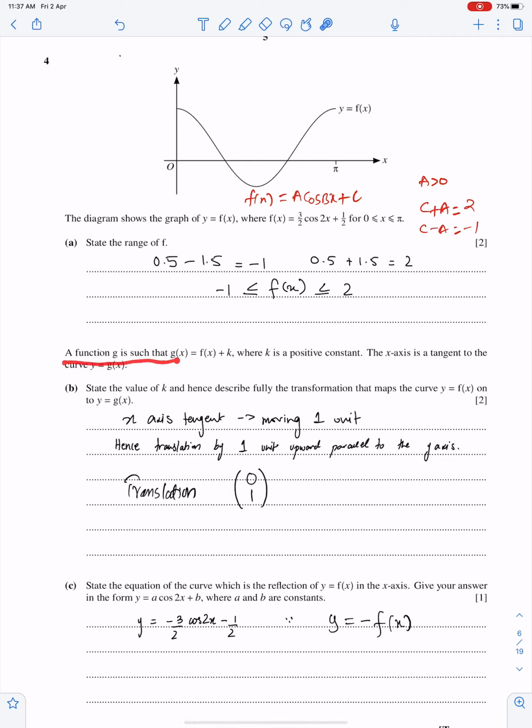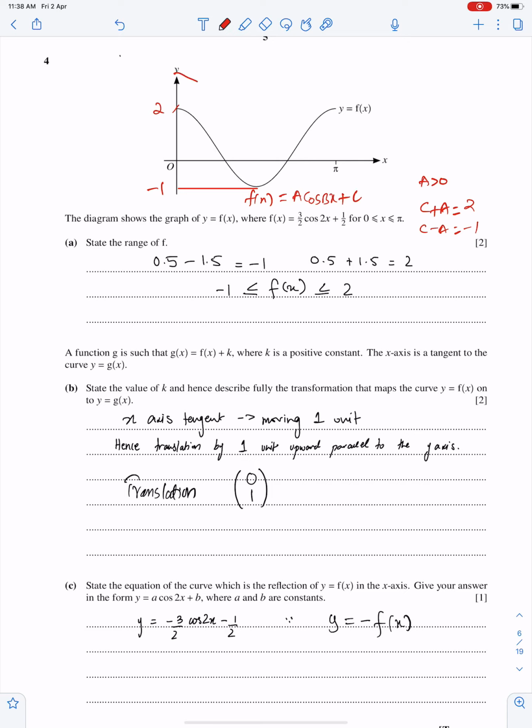A function g is such that g of x is f of x plus k, where k is a positive constant. The x-axis is a tangent to the curve. Well, this number is negative 1. Make sure that you understand this well. This is minus 1 and this is 2, according to this range. And when you bring this curve 1 unit up, then the x-axis will be tangent to this curve.